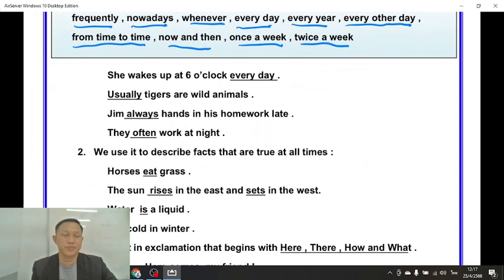For example, she wakes up at 6 o'clock every day. Usually, tigers are wild animals. Jim always hands in his homework late. They often work at night.